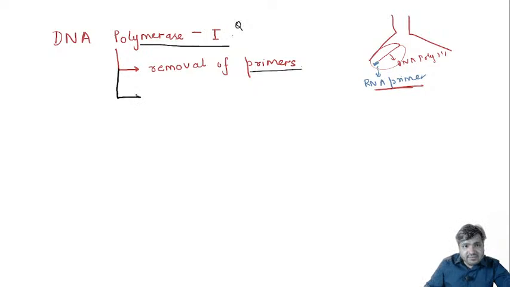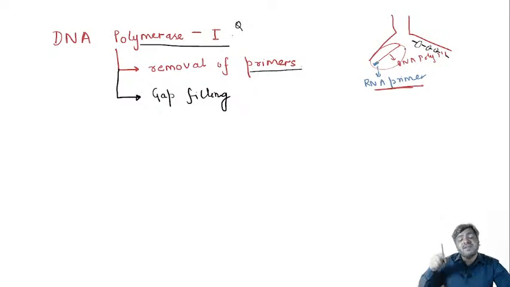Coming on to the second most important function, DNA polymerase 1 also helps in gap filling. You already know that on the lagging strand we have the Okazaki fragments, and in between we have gaps. Ultimately, these gaps are filled by DNA polymerase 1.